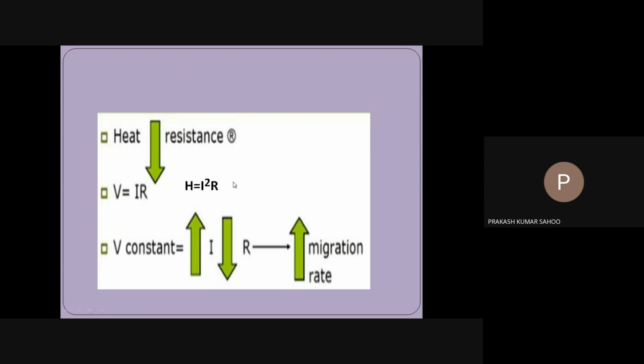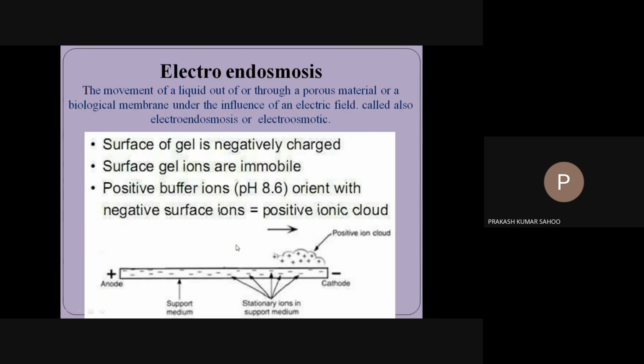As Ohm's law states, V equals IR, so when heat increases, the resistance will decrease. When the voltage becomes constant, then current increases as resistance decreases, and the migration will increase, because with an increase in current, the migration of the ions will be faster. This is nothing but Ohm's law.